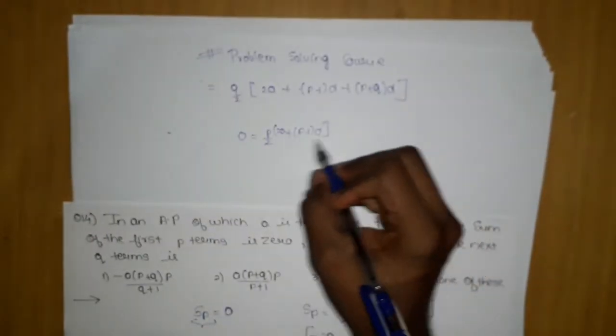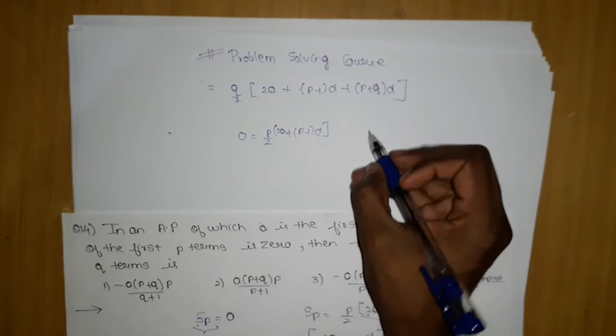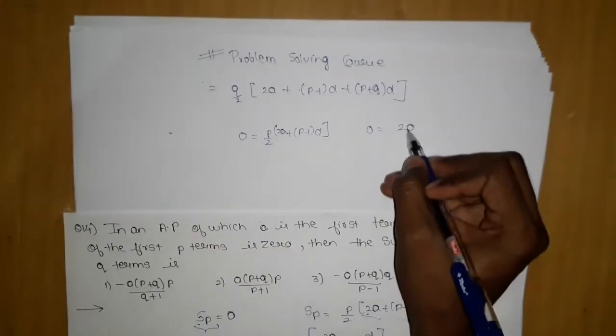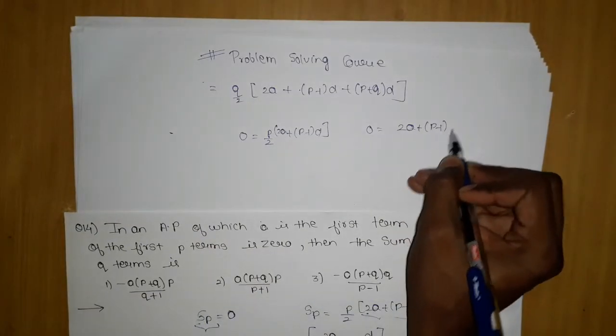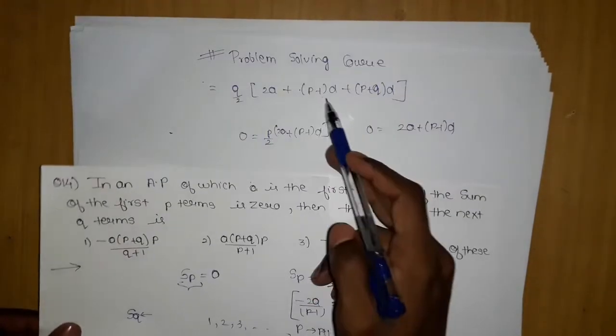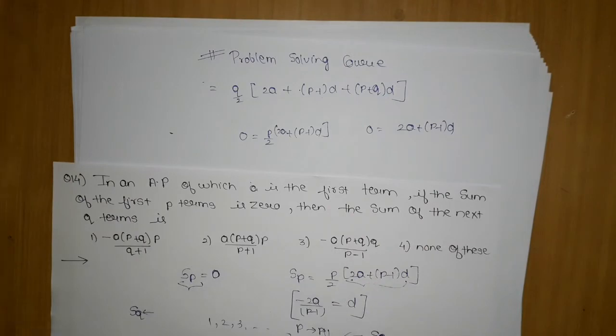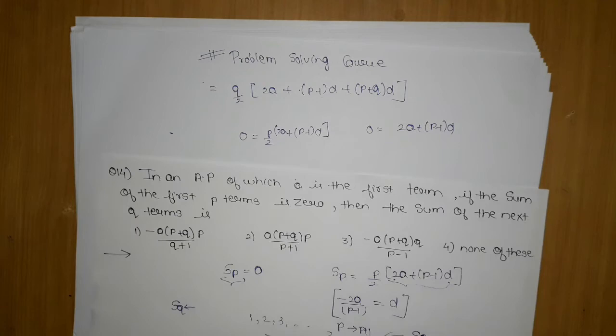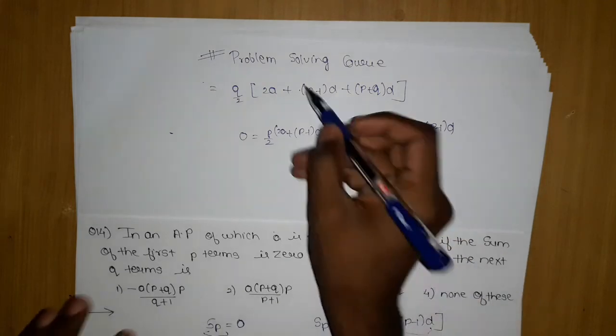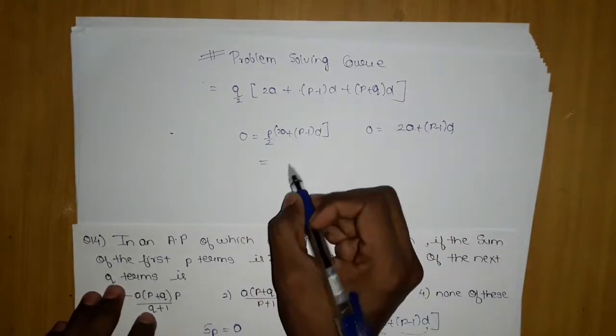What is it? 2A. It is equal to 0. If I move this to that side and divide by P, it will still be 0. So 2A plus (P minus 1) into D is equal to 0. I made this by breaking PAD into two terms, and after doing that this whole thing will become 0, giving me my final answer.